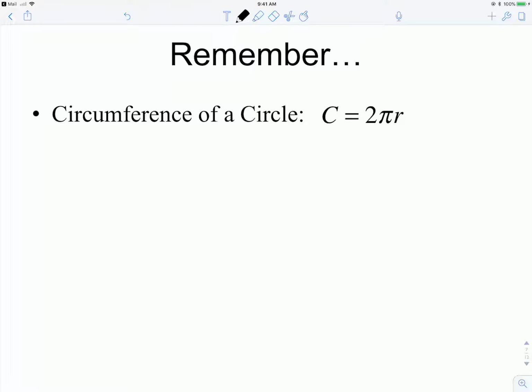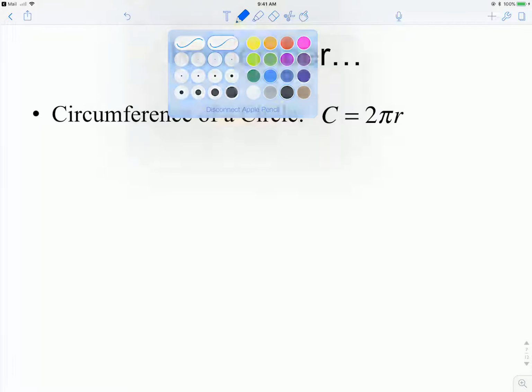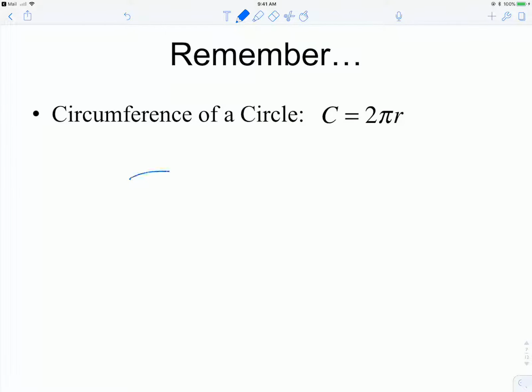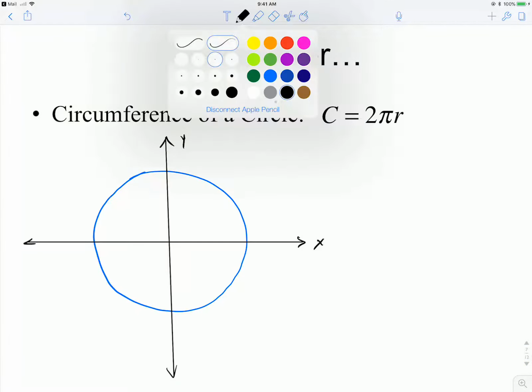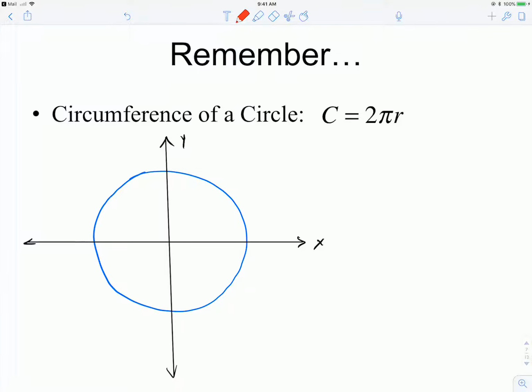Okay, so the circumference, just a reminder, the circumference of a circle is equal to 2 pi r. So if we have a circle, okay, here's my xy plane. Okay, and then let's think about an angle theta that's a full rotation.